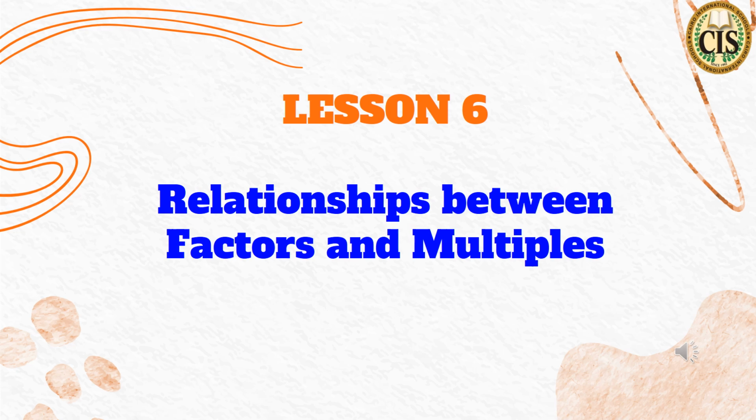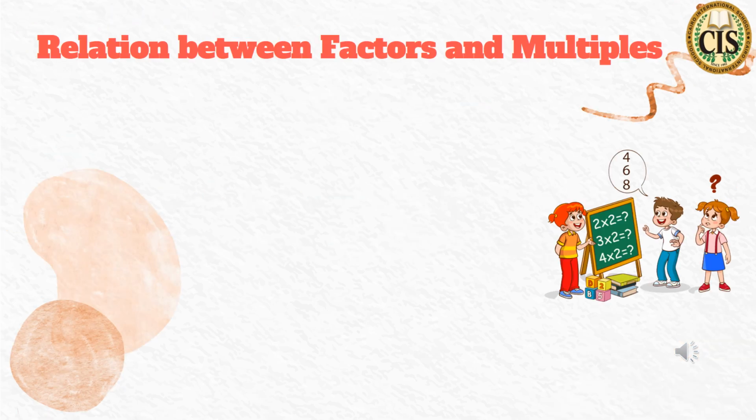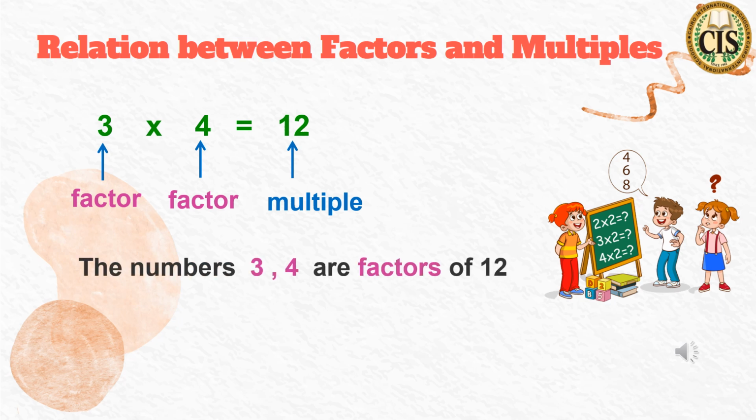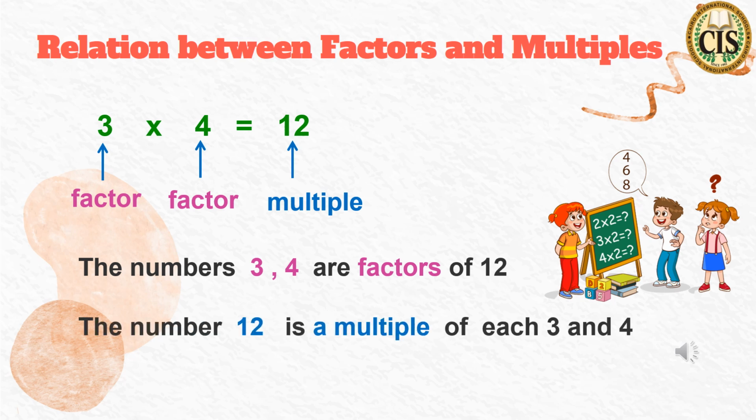Lesson 6. The relationship between factors and multiples. What is the relation between factors and multiples? If we have 3 times 4 equals 12, we call 3 and 4 factors, and 12 is called a multiple. So 3 and 4 are factors of 12, but the number 12 is a multiple of 3, and 12 also is a multiple of 4.